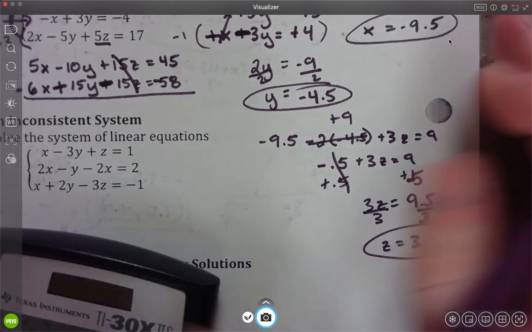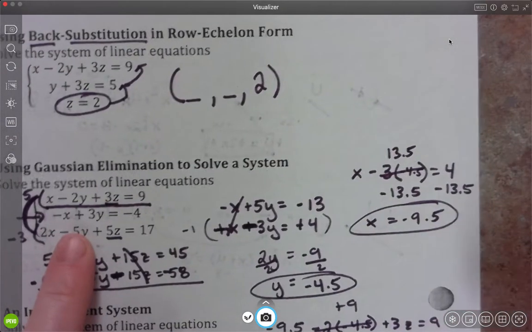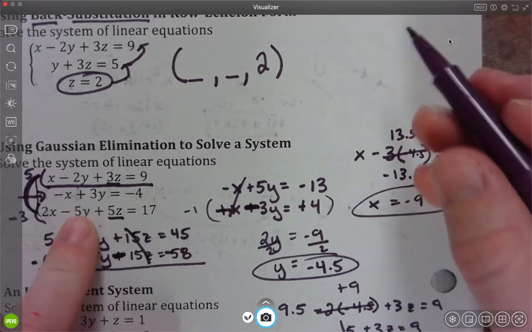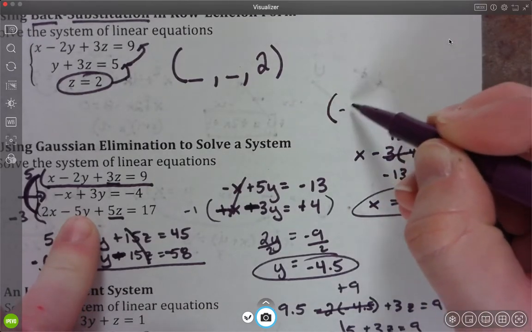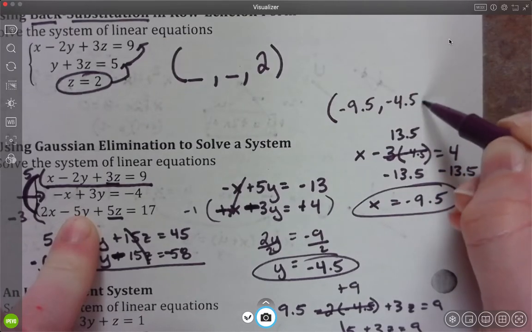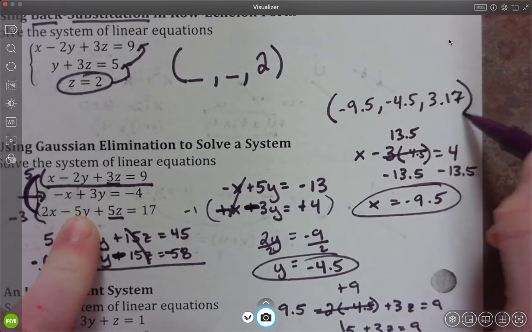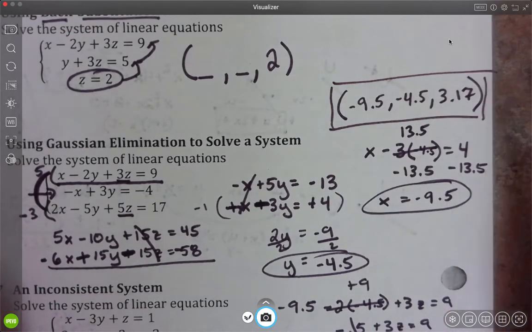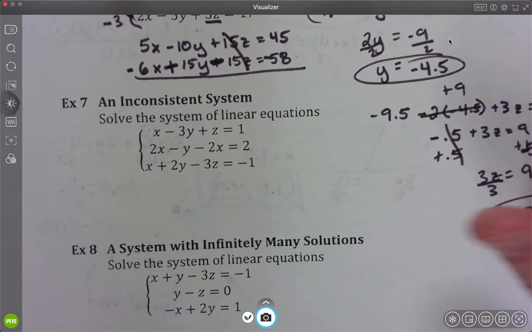Okay, so the place where all three of those equations meet out in space, because this is a 3D system, the place where all three of those are going to cross is -9.5, comma, -4.5, comma, 3.17-ish. Okay, and there is that.